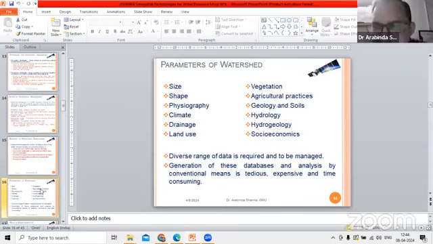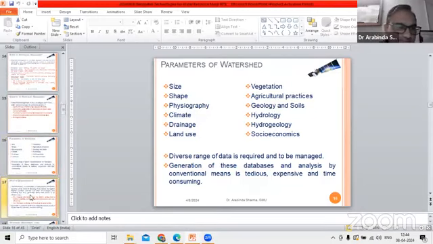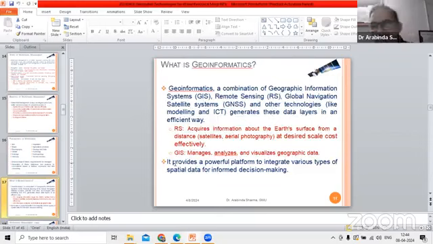Okay, so remote sensing cannot help you in getting socioeconomic data, but if you want to get hydrogeological data, even hydrological data, soil data, agricultural practices data, vegetation, land use, drainage, okay, to some extent climate data, physiographic data, shape, size, everything can be generated through remote sensing technology. So remote sensing can help you to get all this data very easily, right? And GIS can help you to integrate all those data to generate the desired output, right?